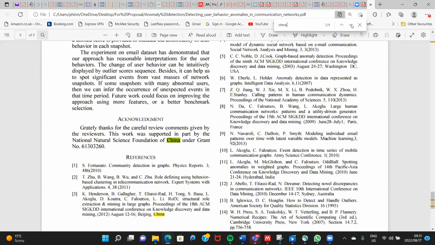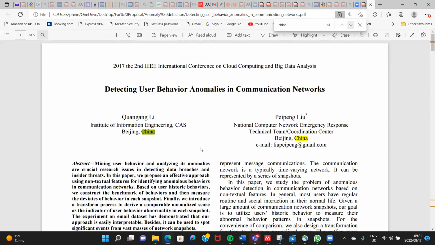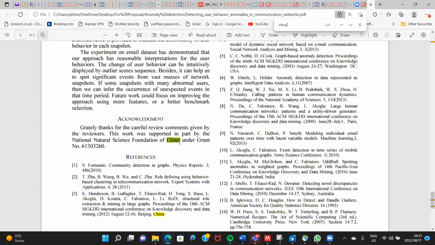I think it's just the authors that are coming. No, so look, okay, it's just the authors that are coming, right? But it's supported by some foundation in China. The grant was coming. This work is supported as part of the National Natural Science Foundation under the grant of, okay.